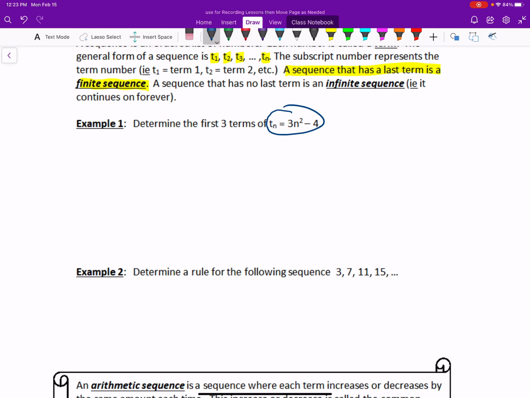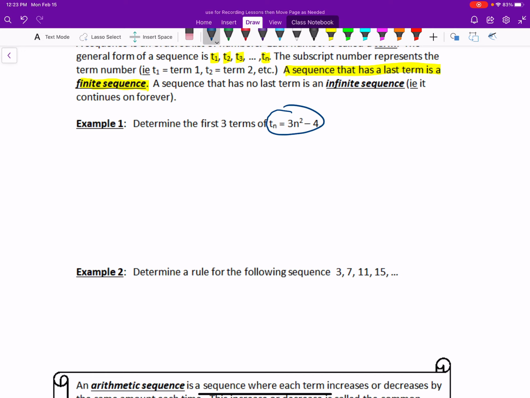N stands for natural numbers. If you think back to your number sets, natural numbers are ones that start at 1 and go up by 1. So natural numbers are the numbers 1, 2, 3, 4, 5. We use those for counting things.